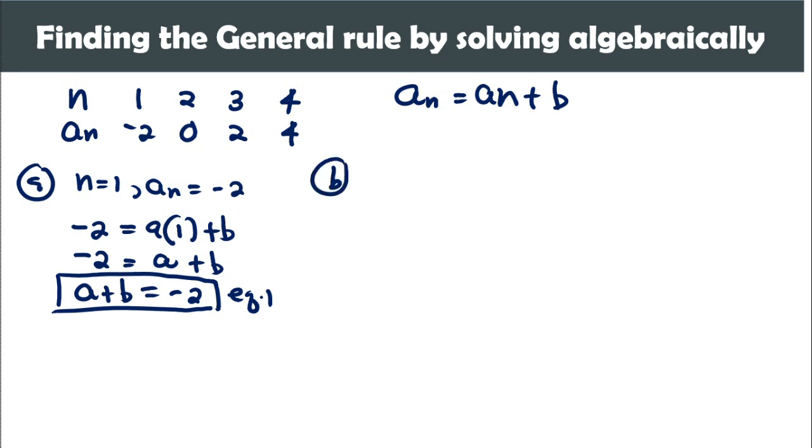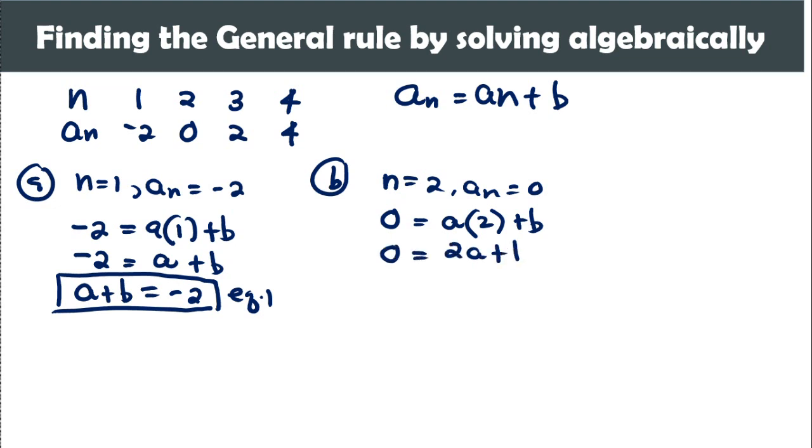For the second one, n is 2 and a sub n is 0. So substitute these values to this equation. So we have 0 is equal to a times 2 plus b. We have 0 is equal to 2a plus b. And we can write this into 2a plus b equals 0. So this is our second equation.